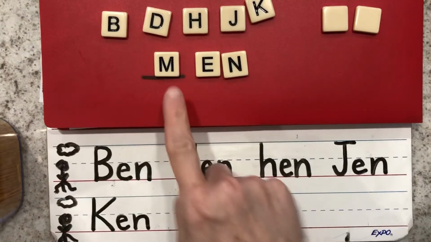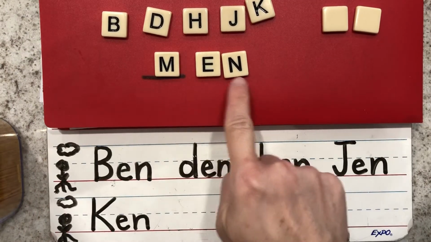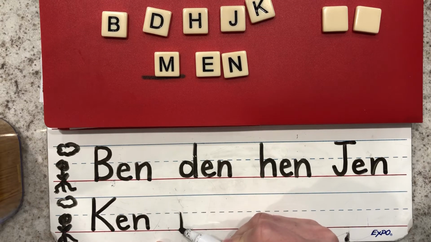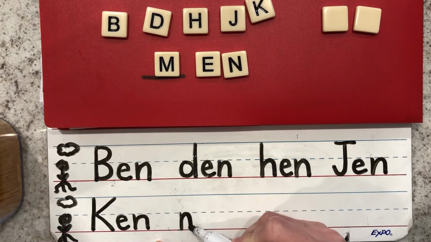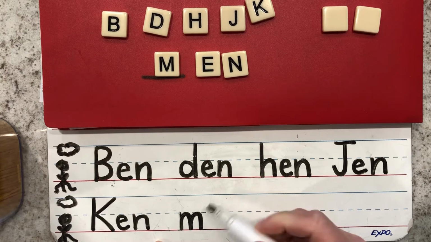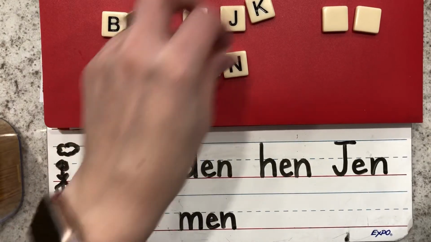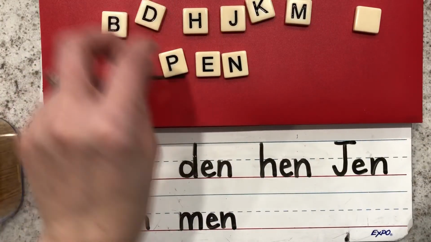M, M, E, N, men. Men is a word that is plural for man. So if you have more than one man, then you have men. So we're gonna do a finger space. We're gonna do a lowercase m. So straight line down, rainbow around to the ground, rainbow around to the ground. Lowercase e, lowercase n. All right, next one is a P.